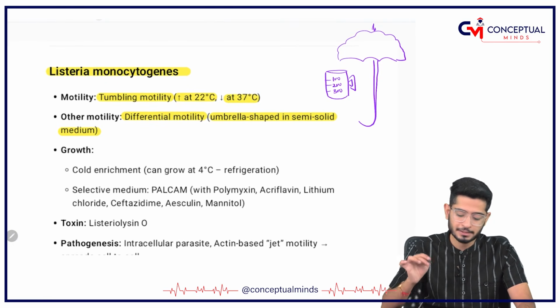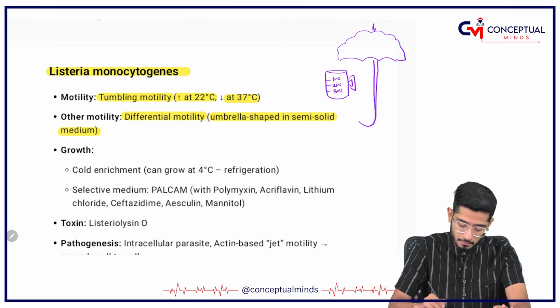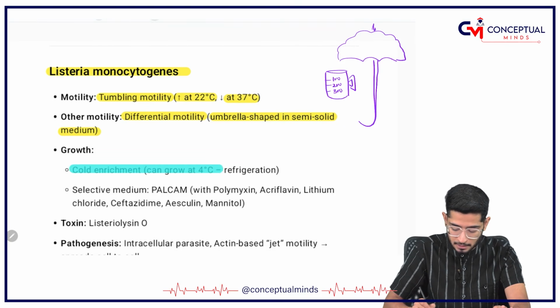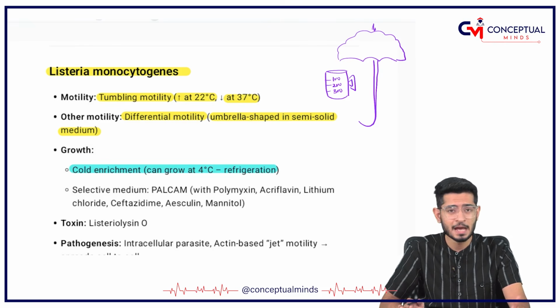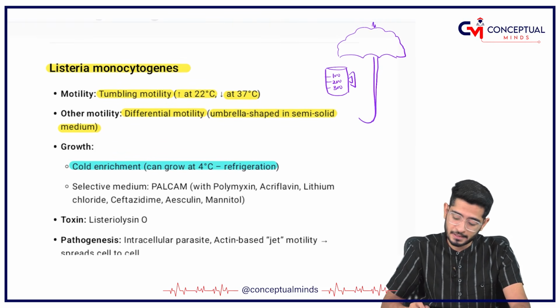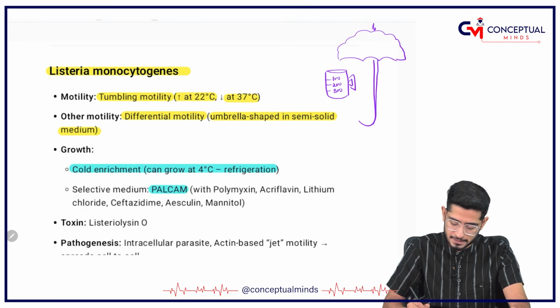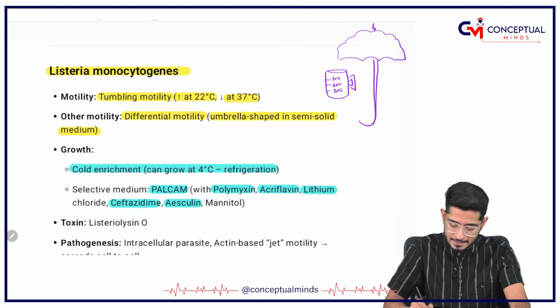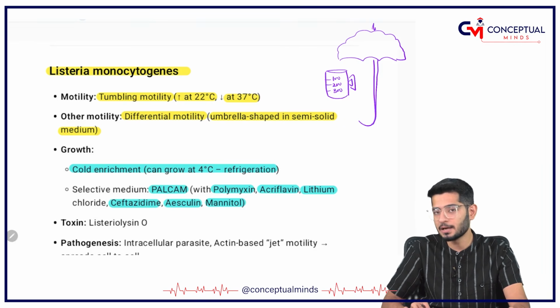I have told you that Listeria is fond of cold weather. That's why in the growth, please remember, it is fond of growing in the cold enrichment media. That means it can grow at 4 degrees Celsius in a refrigerator. The temperature in refrigerators is generally 2, 3, 4 degrees Celsius, and it is fond of growing there. The selective media for that matter is PALCAM media. PALCAM media has a lot of things like polymyxin, acriflavine, lithium chloride, ceftazidime, esculin, mannitol, all these things. But PALCAM is the media for Listeria monocytogenes.